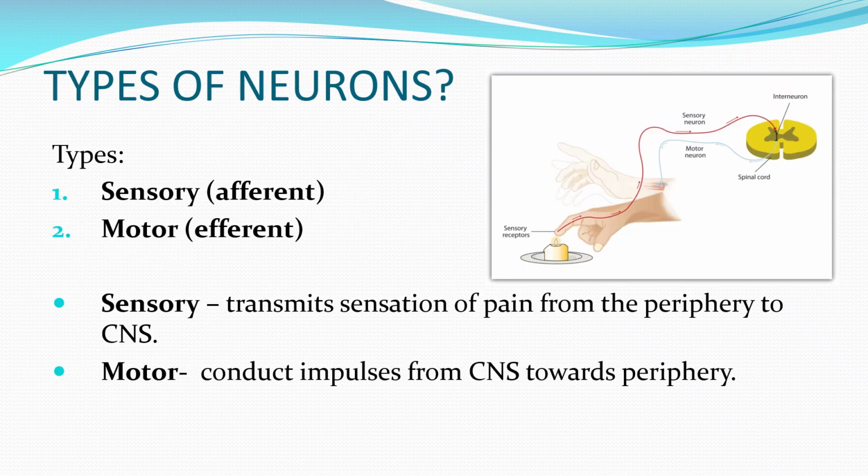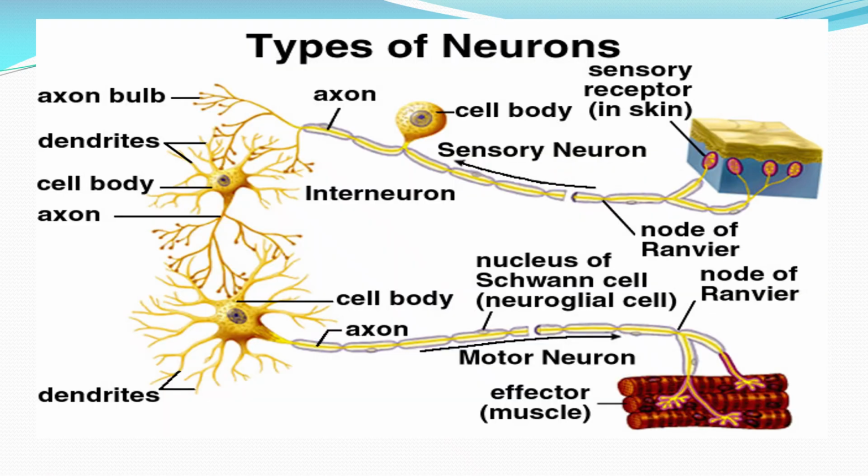There are different kinds of neurons. They have the sensory, which is also called the afferent. The other one is the motor, or efferent. The sensory neurons basically transmit the sensation of pain from the peripheral process to the central nervous system. The motor neuron conducts impulses from the central nervous system to the periphery. The different kinds of neurons interlink by interneurons.